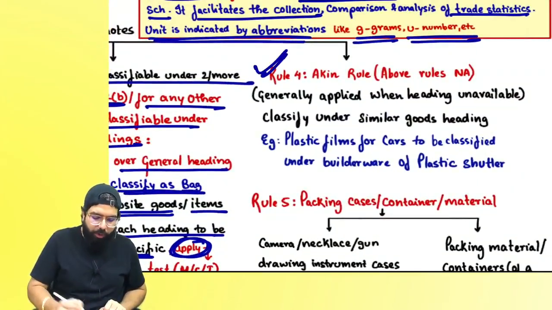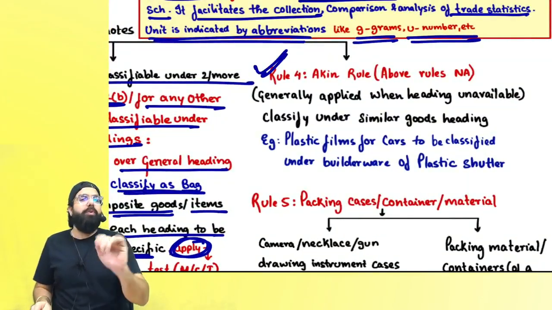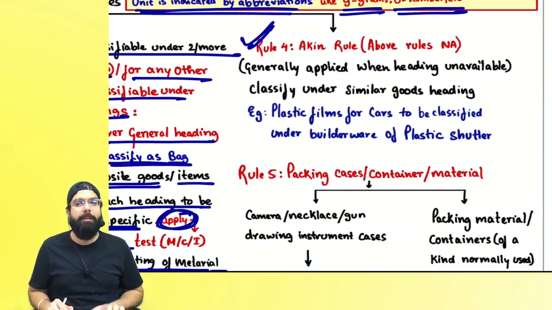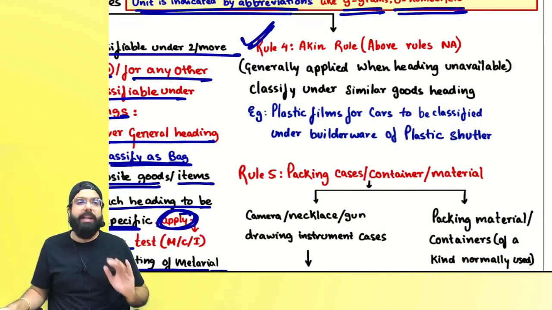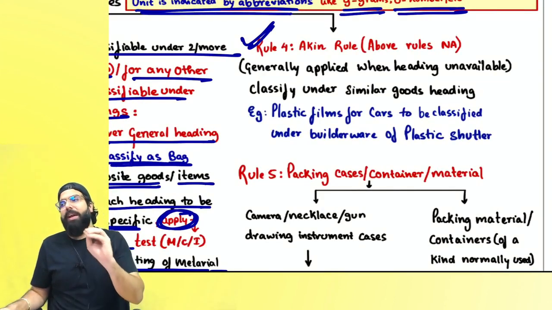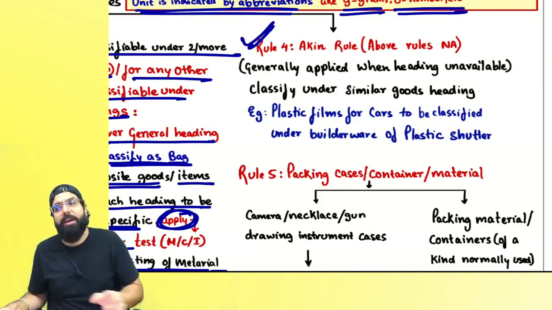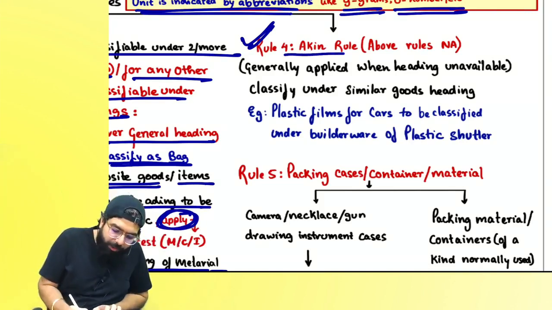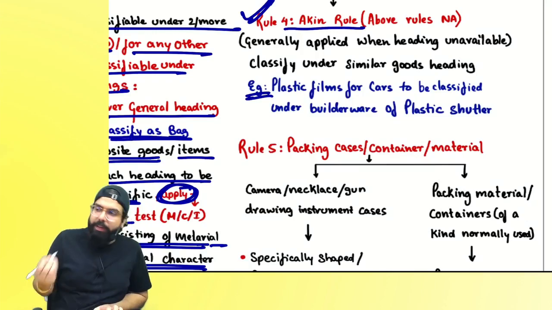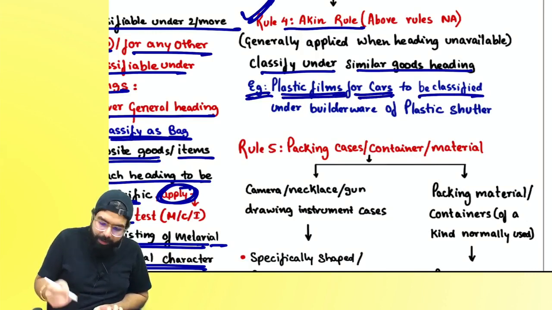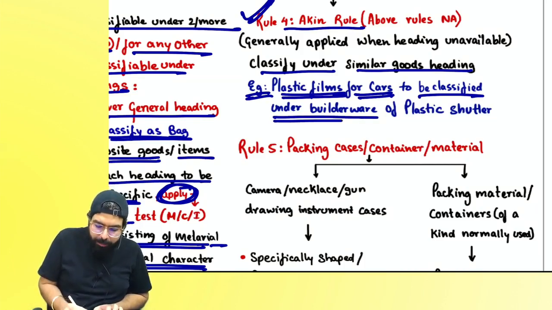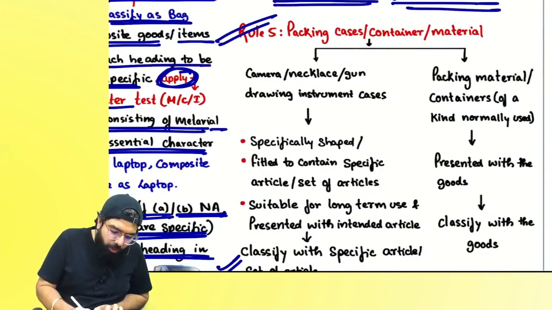Then comes rule number 4, which is a keen rule. If all the other rules are not applicable and the item you have imported has no heading of its own, then that item can be classified under the heading of similar goods. That is what the keen rule says. For example, plastic films for cars can be classified under what? Builderware or plastic shutter.